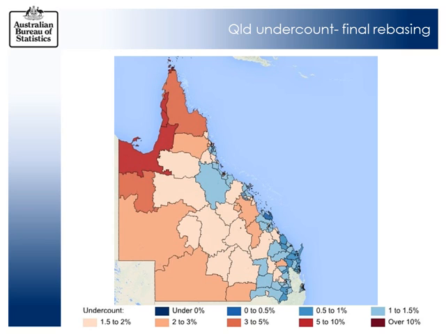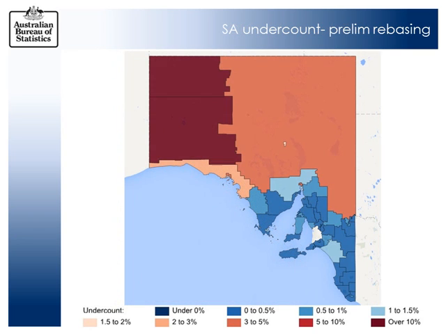So the reallocation has pushed some of the undercount from the less populated inland regions to the more populated areas towards the coast. The Indigenous areas up north, for example, Cape York and Carpentaria, still have high undercount given to them, just not as extreme as in preliminary rebasing.